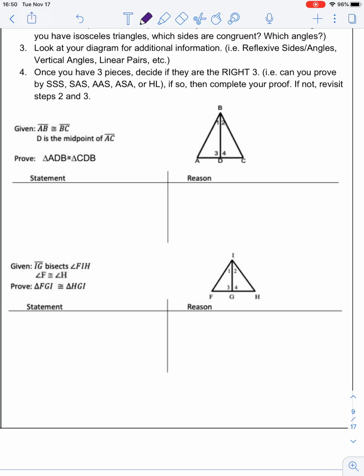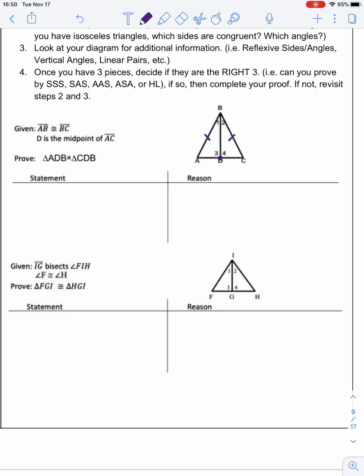So let's look at this. Let's always use our givens first. So I'm going to go through and mark everything on the triangle and then I'm going to write it all down. Okay, so I know that AB is congruent to BC. That was given. I know that D is the midpoint of AC.